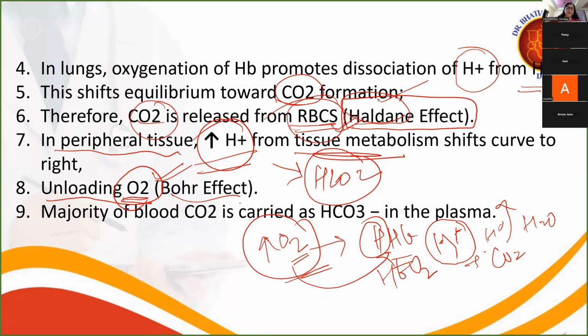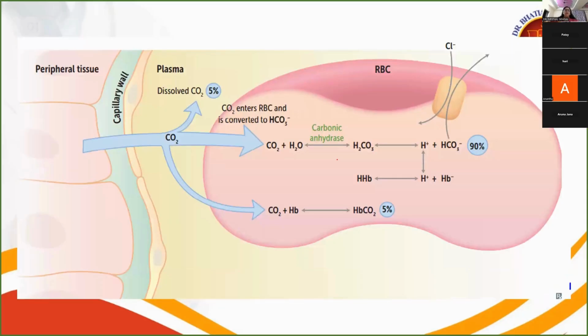is the Bohr effect. So the majority of the blood CO2, 90% as we just learned, is carried as bicarb in the plasma. So this goes back in the dissolved form to the lungs, where again under the Haldane effect it is converted into CO2 and the CO2 is expired. We exhale. Just look at this diagram and you will understand better.